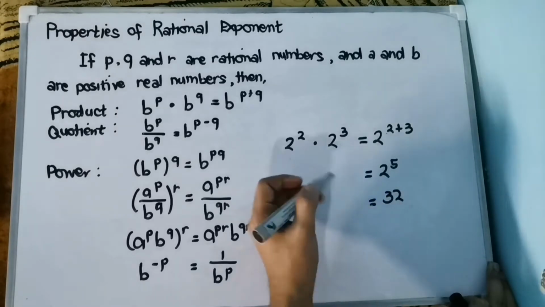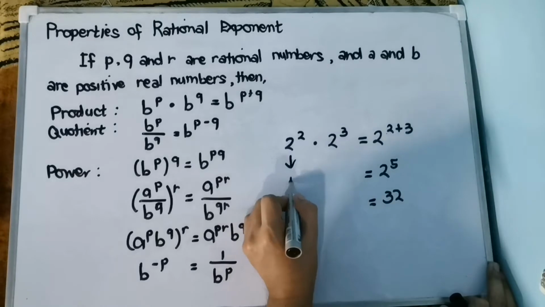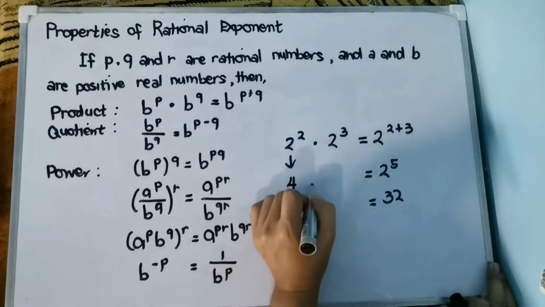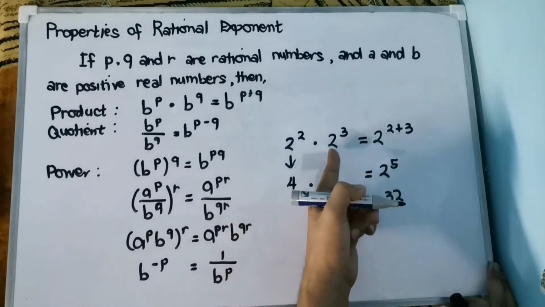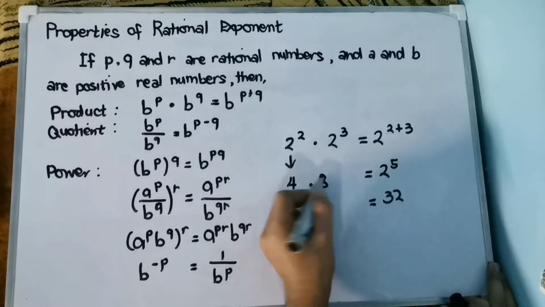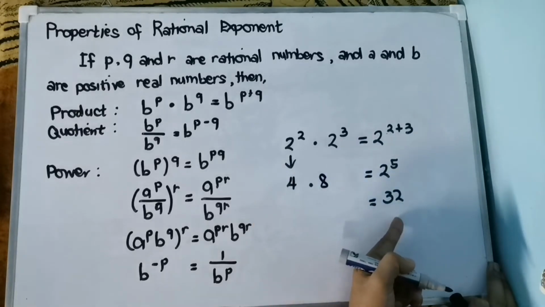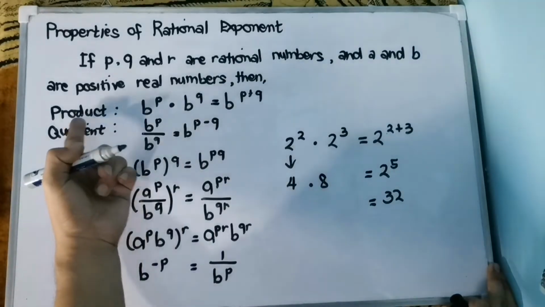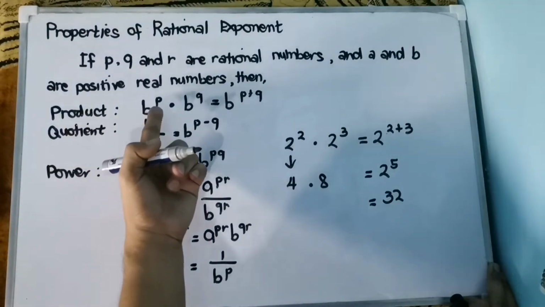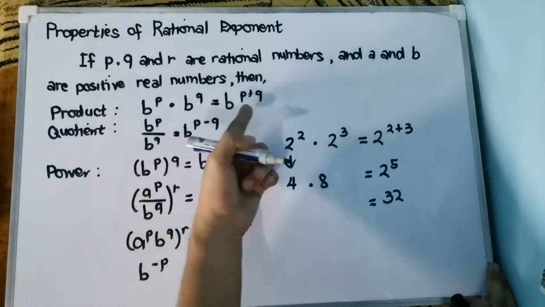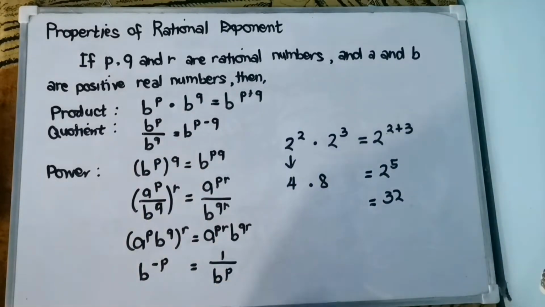Because we can simplify this as 2 squared is 4 times 2 cubed, that is 2 times 2, 4 times 2 is 8. So 4 times 8, that is also equal to 32. Again, remember our product rule. If you have the same base and then you are going to multiply, you just add the exponent.